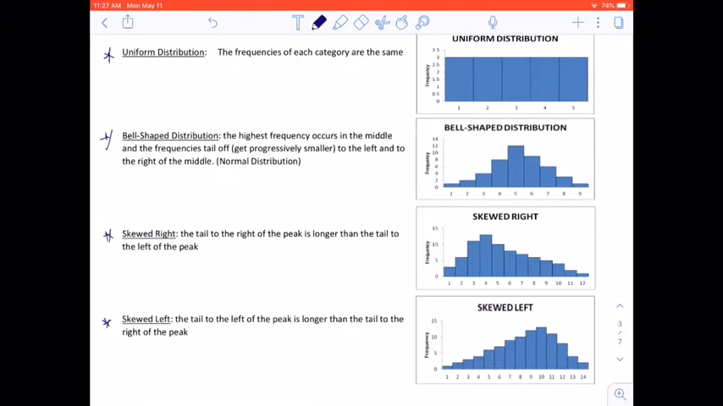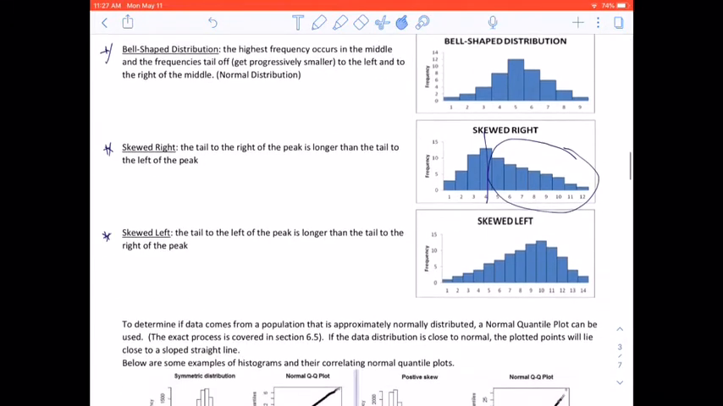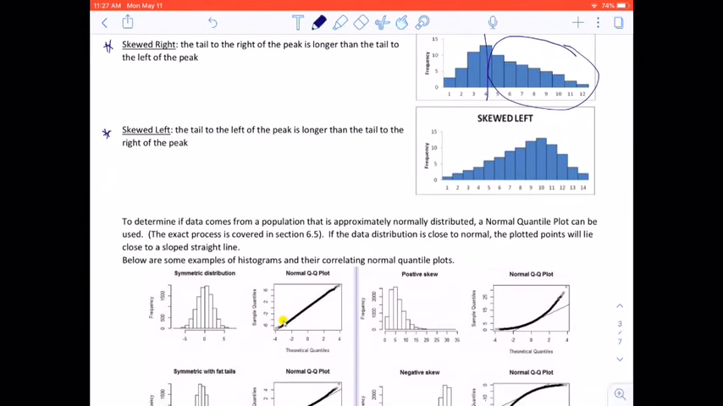Bell-shaped, again, is where it starts off low. It goes up to a high point and then decreases again. Skewed right, if you notice from the highest point that we have, there's a longer tail over on the right side. And so it says the tail on the right of the peak is longer than the tail on the left of the peak. And then the opposite is for skewed left. The highest point that we have, the tail on the left is longer than the tail on the right.